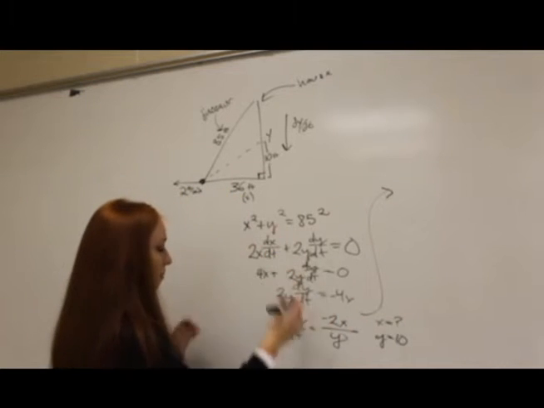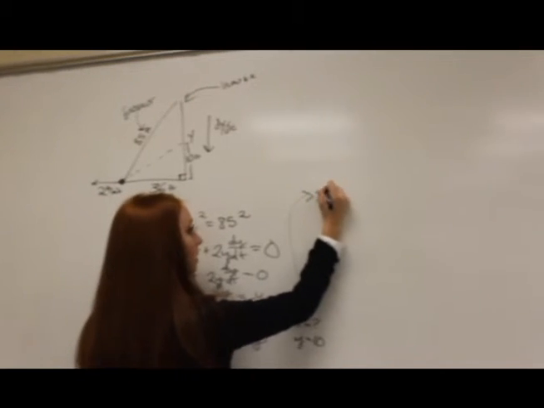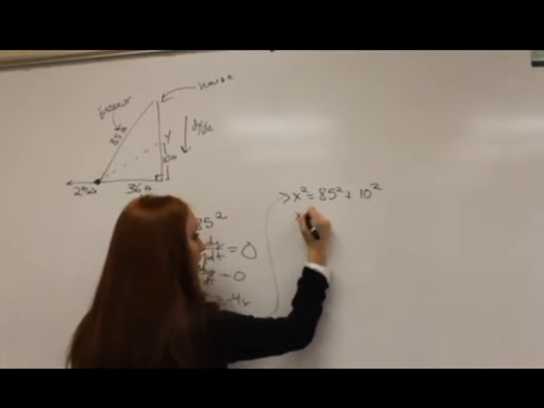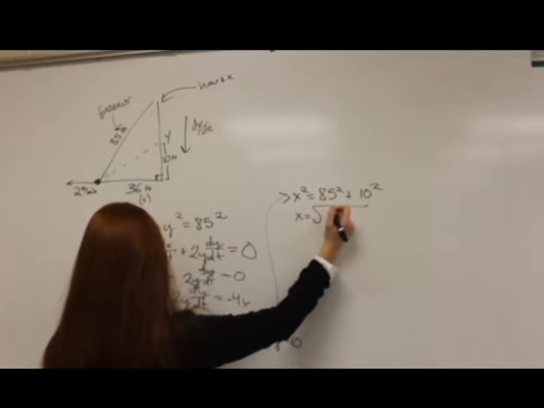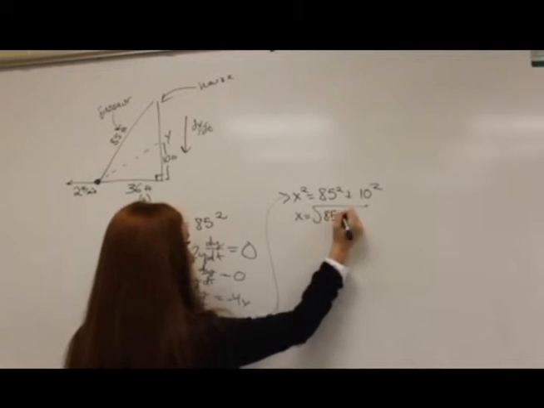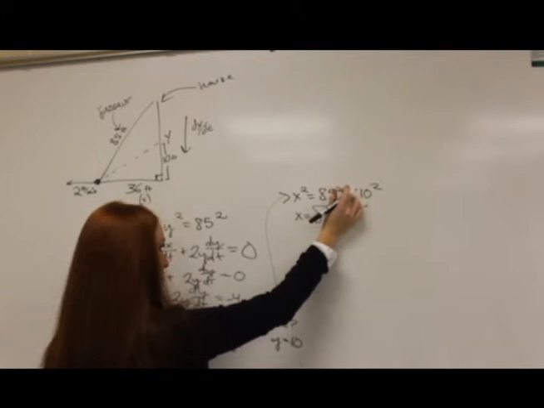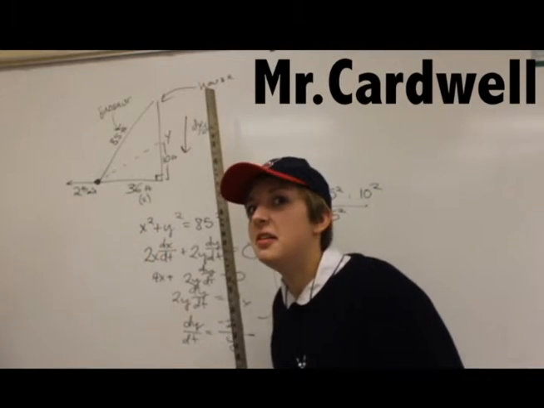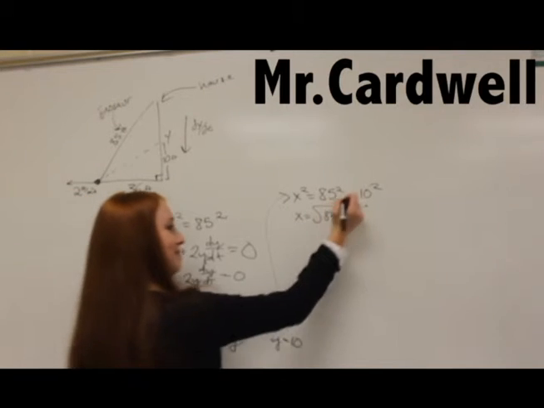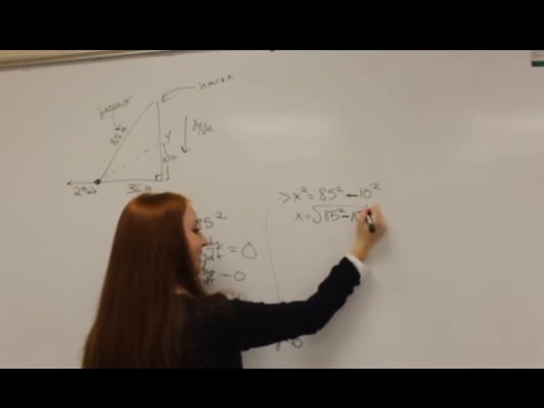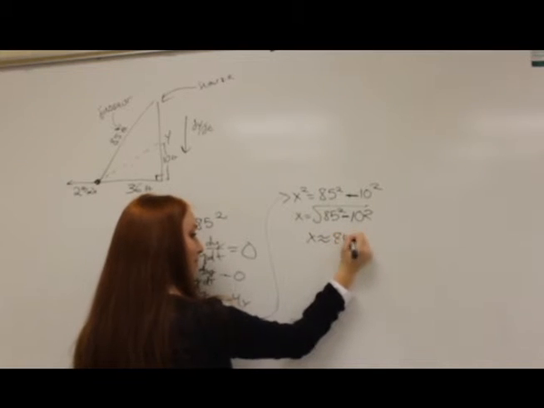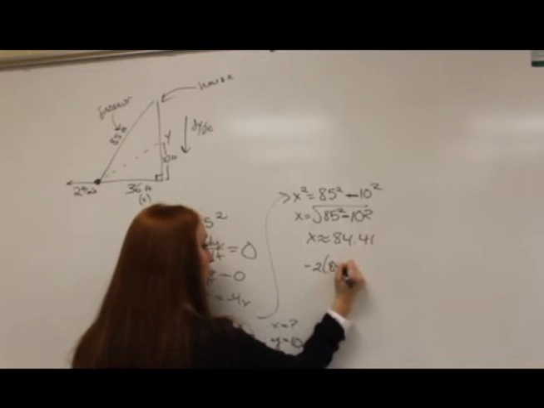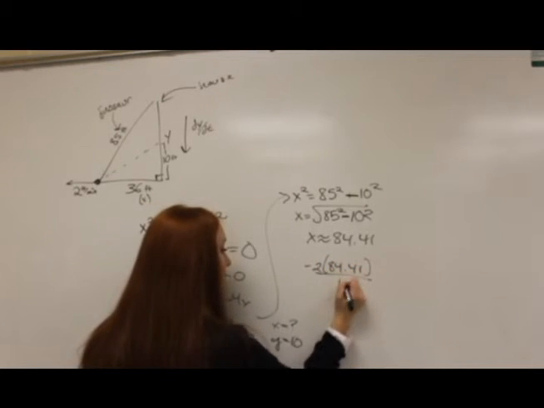So what we're going to do is move around the Pythagorean theorem and solve for x. We know x squared equals 85 squared minus y squared, which is 10 squared. And then x ends up being the square root of 85 squared minus 10 squared, and we're going to simplify that, so that is about 84.41. So we're going to plug that back into the equation. So it's negative 2 times 84.41 divided by 10 equals.